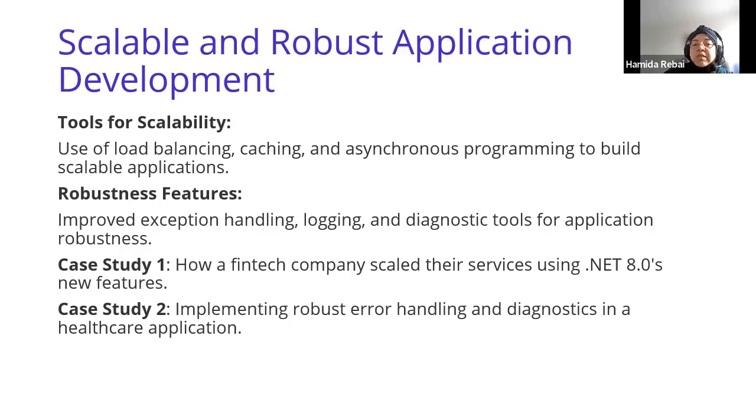We also have asynchronous programming, so the enhanced async await features. We have multiple features here added to improve that. The second one is robustness features. A robust application must at least handle errors, provide clear logging, and offer diagnostic tools in this case.